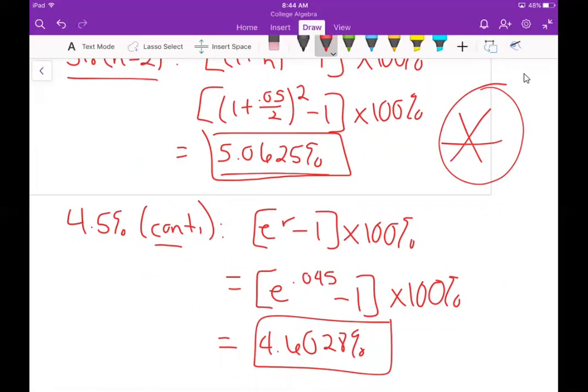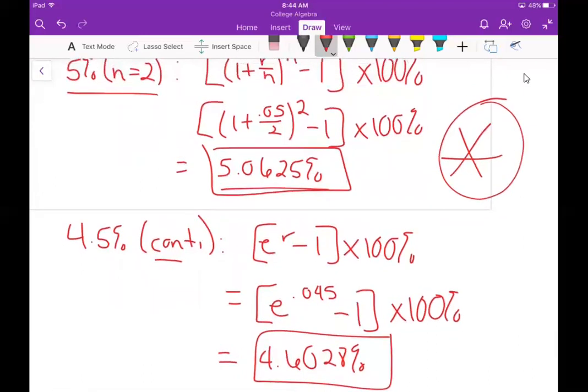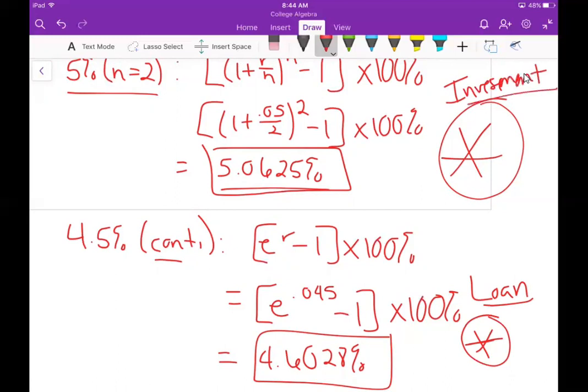Now, I do want to make a very important note here. We've talked a lot about investments today. Loans, if you're taking out a loan, you want the lower interest rate. So if I was asking you to choose between these two accounts and you were taking out a loan, you would choose the 4.5% one. If you were doing an investment, you want the higher interest rate. If you're doing an investment, you get that higher amount in the end, right? That 5% makes the account grow faster. If you're taking out a loan, that means you're going to have to pay back more money in the end. So you want it to grow slower and you want that lower interest rate and less compounding. Okay?